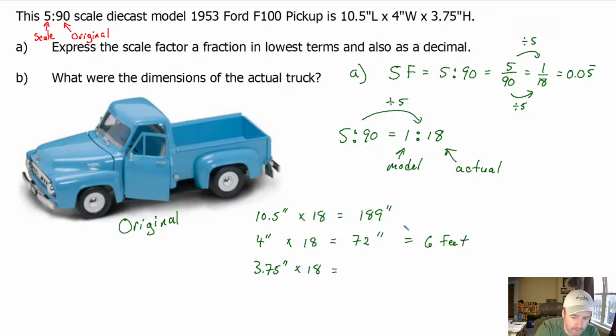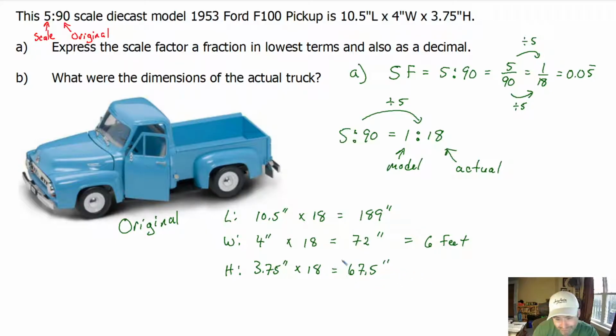And then the last one, 3.75, if I scale that by 18, I get 67.5. So 67.5 inches, and that would be the height. So again, this was the length, the width, and the height. I guess that makes sense because the top of my head would be just over the top of the truck, right? That's 5 feet 7.5 inches.